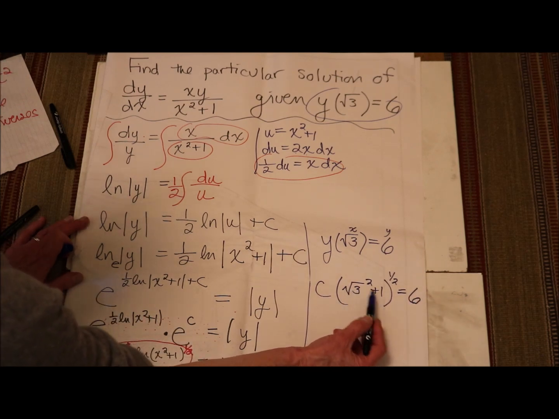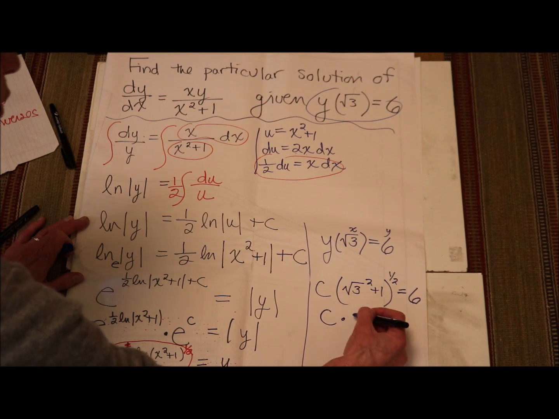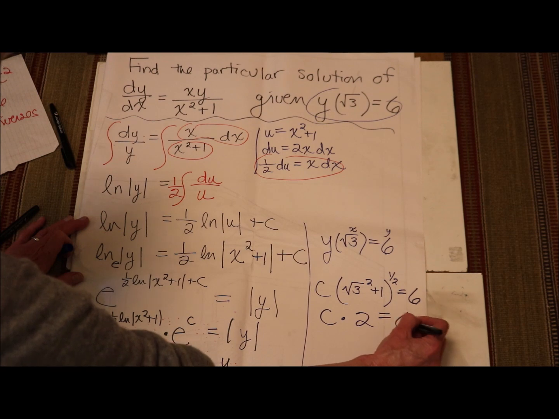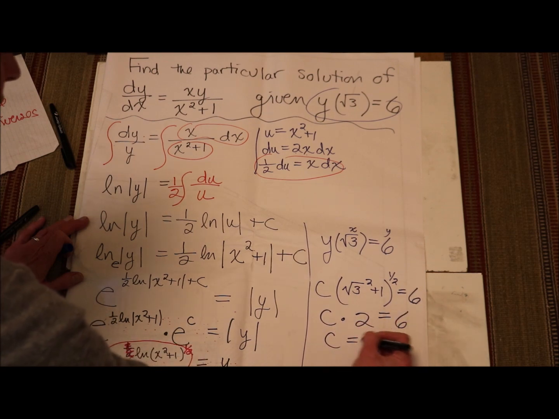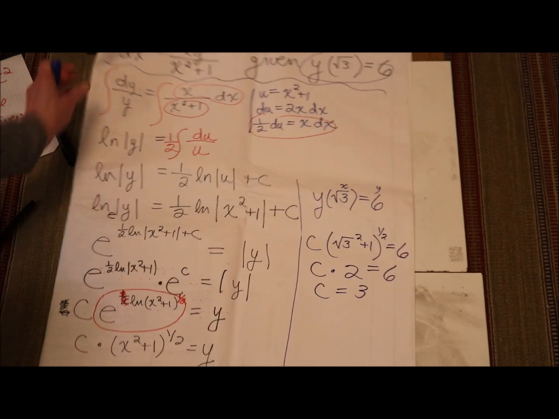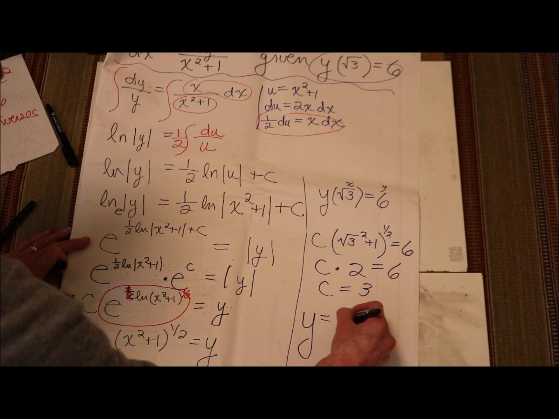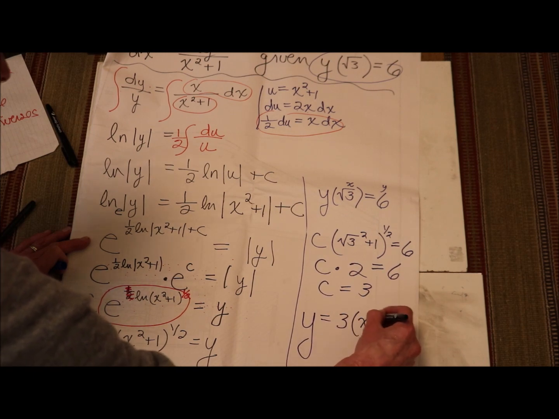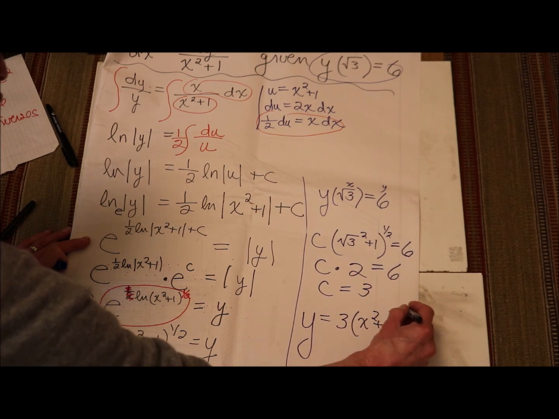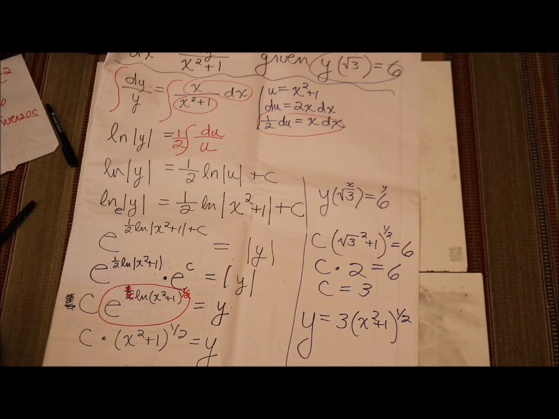Square root of 3 squared is 3. 3 plus 1 is 4. 4 to the 1/2, well, that's the square root of 4. So that's a 2. And that gives me a c of 3. Well, that's pretty cool. So now my particular solution is going to be y equals 3 times x squared plus 1 to the 1/2. Pretty cool.